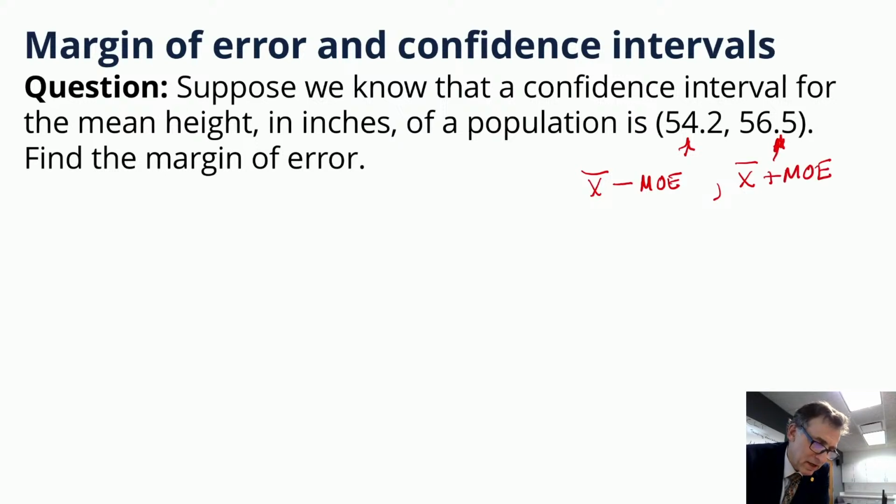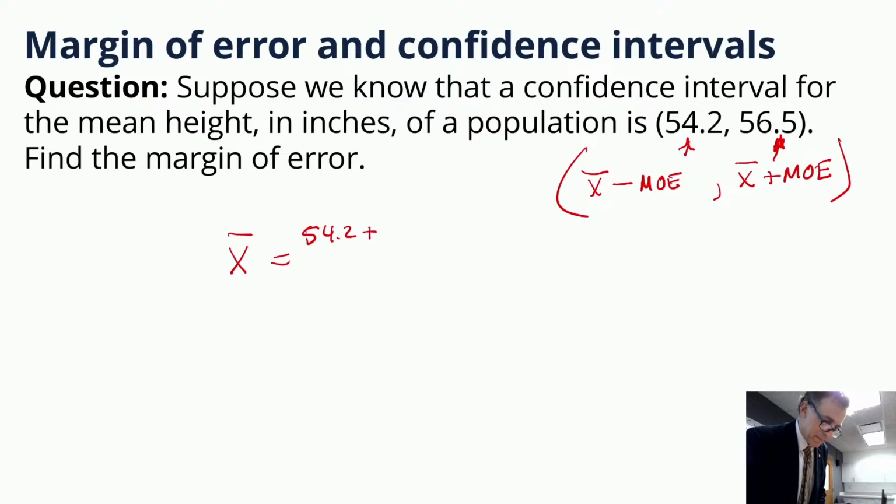Now, before you get excited that we're going to do some algebra here, let me just point out that x bar is in the middle of this. You could use algebra if you want. I know you want to set up a couple of algebraic equations. That's totally fine. Go ahead. But if you are scared of algebra like me, you're just going to say the x bar, it's right in the middle. You just average those together. So in this case, x bar, my point estimate, is going to be 54.2 plus 56.5, all over 2.